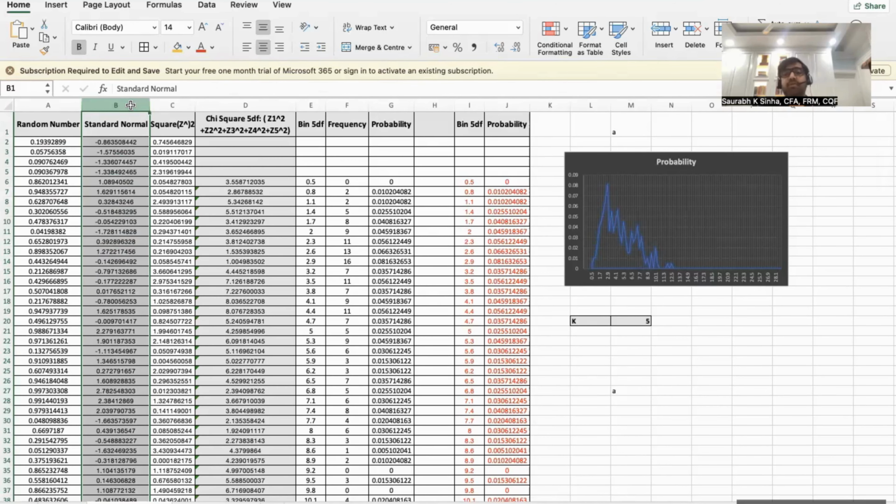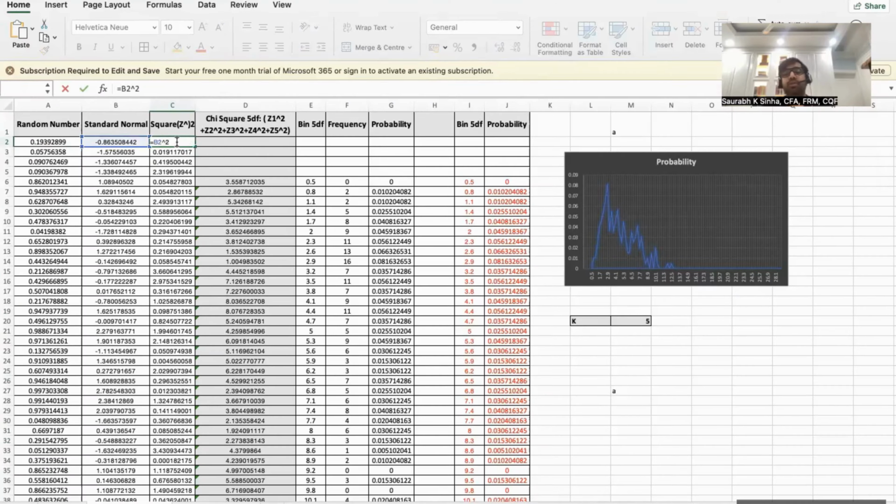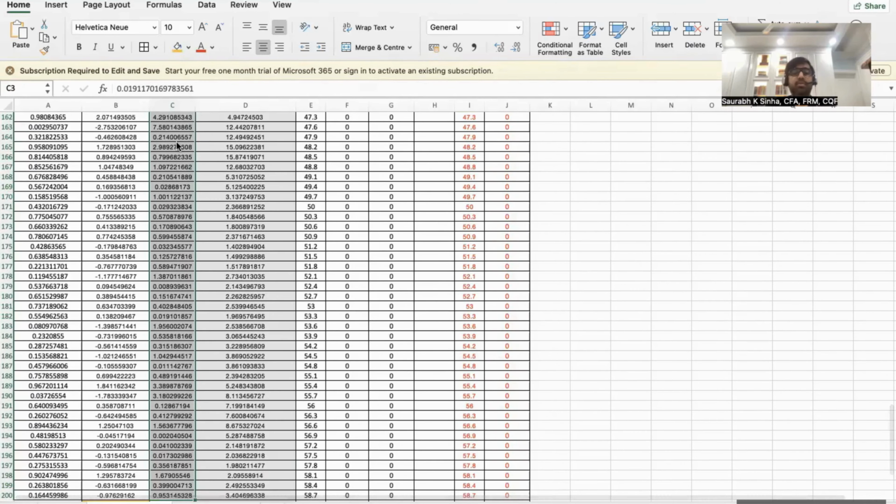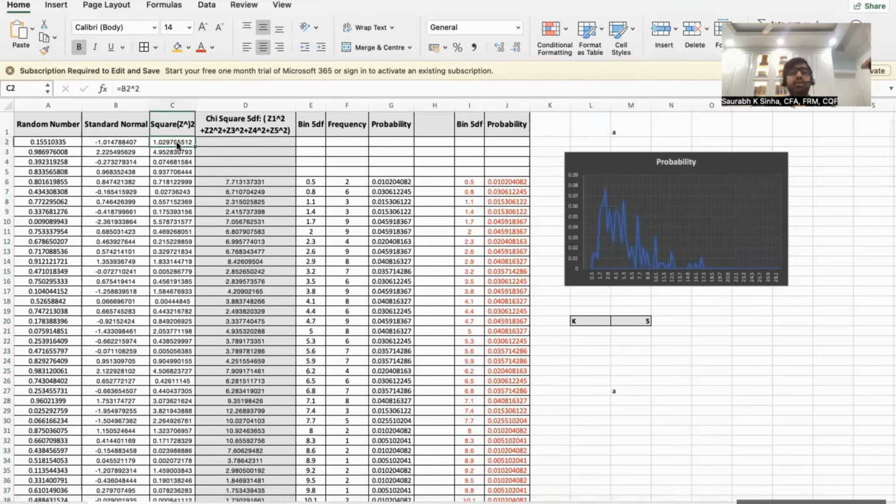Now what do I have to do? I have to square it first and then sum it up. So I squared all the values. Let me repopulate the numbers. I squared all the values. I squared minus 1.014, this is the value. I squared 2.2549, this is the value, and so on and so forth.